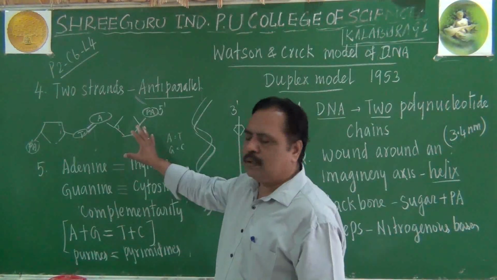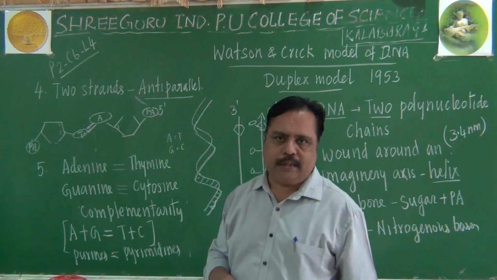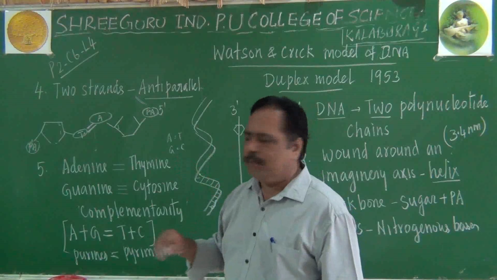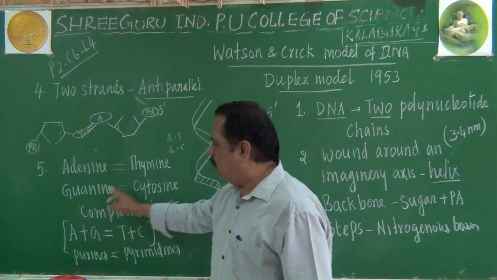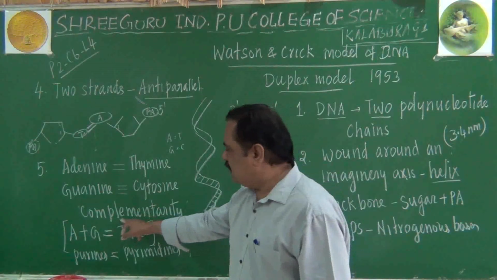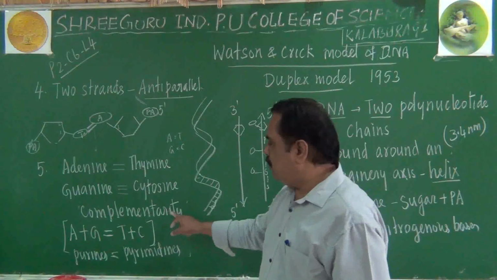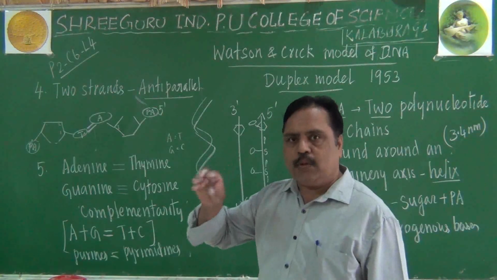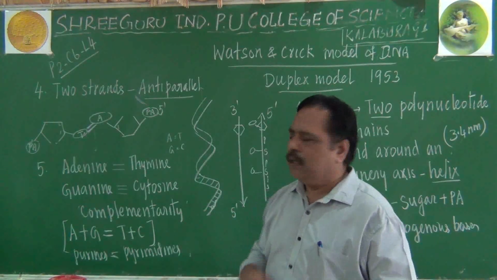This is the structure of the duplex model of DNA proposed by Watson and Crick. I hope you got this point. Adenine will pair with thymine only. Guanine will pair with cytosine only. And this nature is called complementarity. For this complementarity, there are significant advantages that I will explain later for a two-mark question.